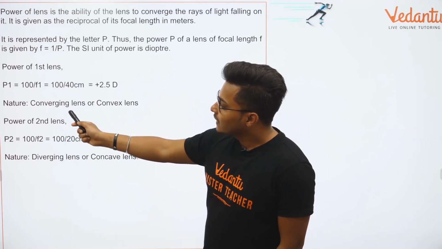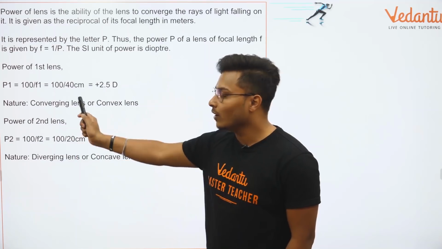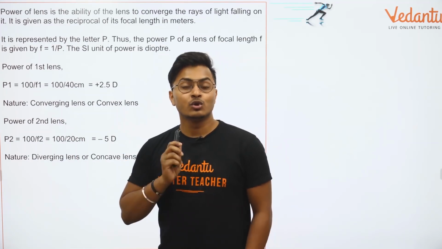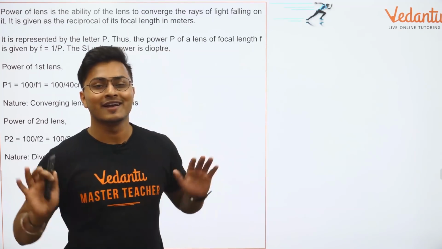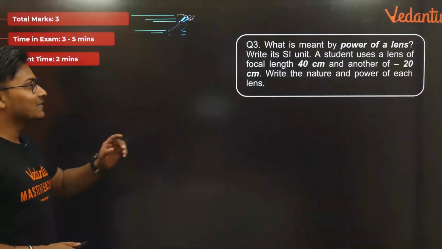So the nature of the first lens is a convex lens. Yes, the nature of the second lens is a concave lens. It's diverging and converging, we have mentioned that too. So you have got a total of 3 marks here as well. Superbly well done, guys. You guys are doing really great. Let's move on to the next question.